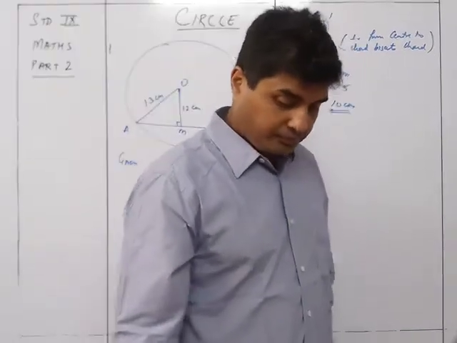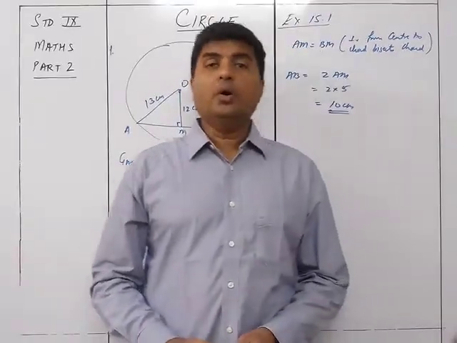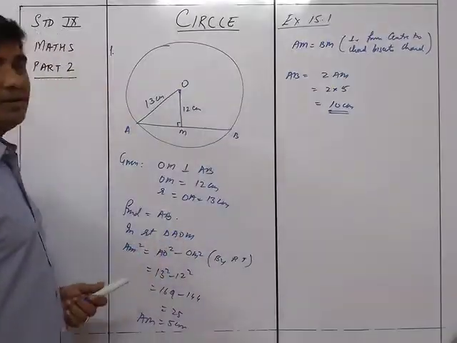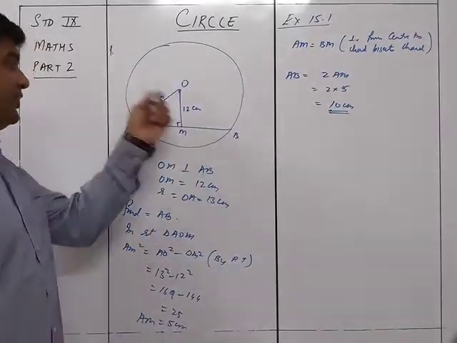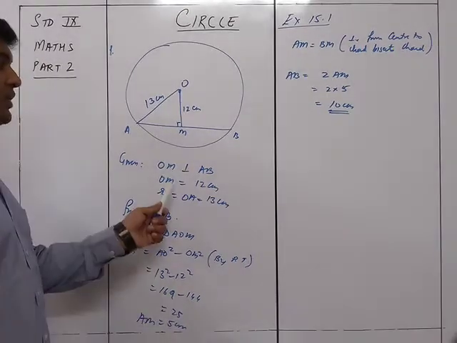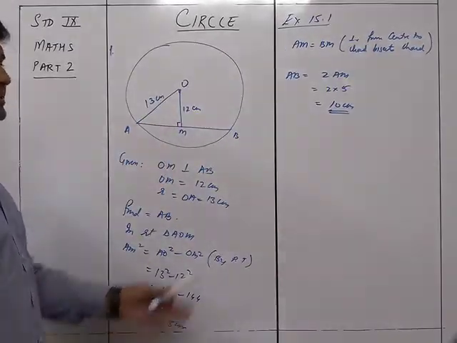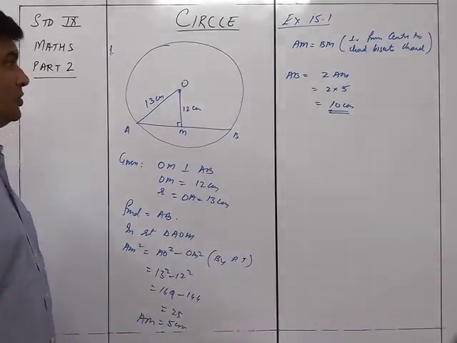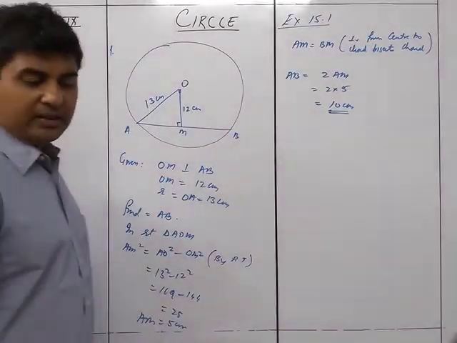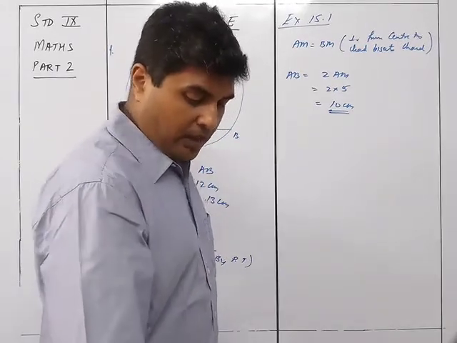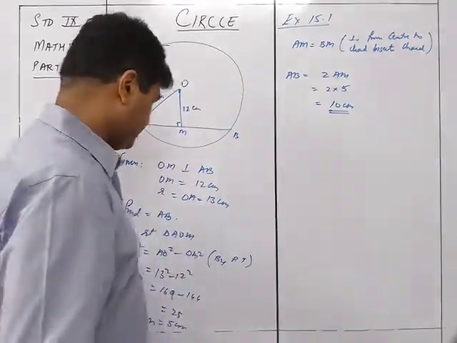Clear? That was sum number 1. Easy sum, very easy. But you can see it is easy only after you draw the figure. Only after you draw the figure do you come to know that it is forming a right angle triangle, so you can use Pythagoras theorem and get the answer. So as I told you, drawing the figure is very, very important. We now move on to sum number 3.